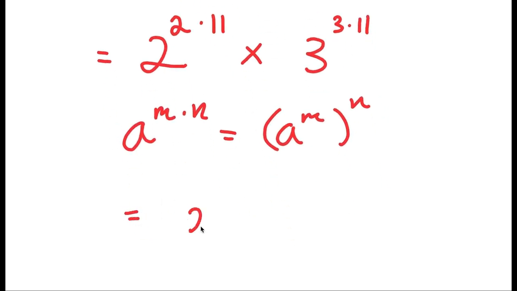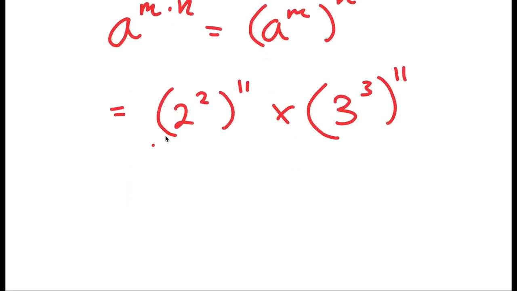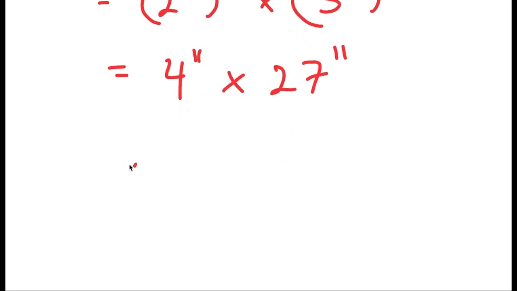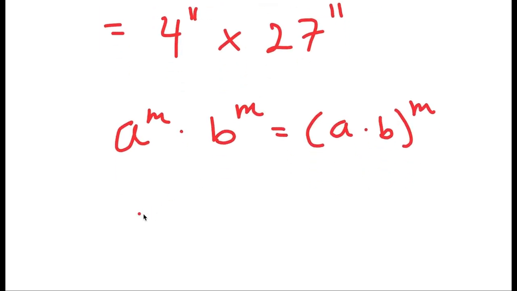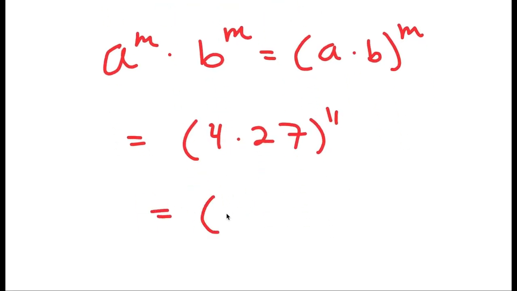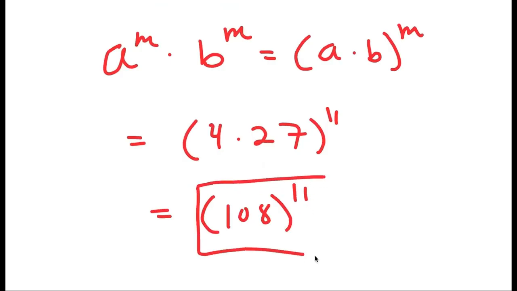So this turns into 2 to the power of 2 to the power of 11 times 3 to the power of 3 to the power of 11. Now 2 to the power of 2 is 4, so I get 4 to the power of 11 times 3 to the power of 3 is 27, so 27 to the power of 11. And now if I have something in the form a to the power of m times b to the power of m, this is equal to a times b to the power of m. So this turns into 4 times 27 to the power of 11, which is equal to 108 to the power of 11. So this is my answer.